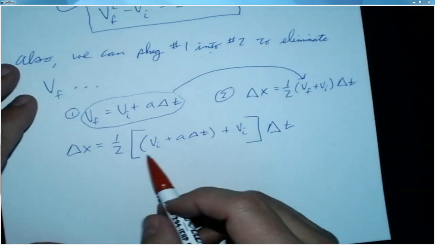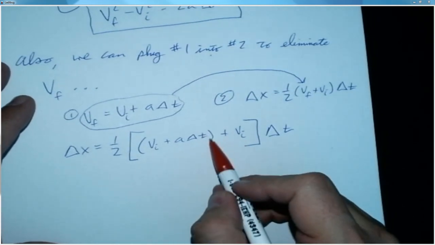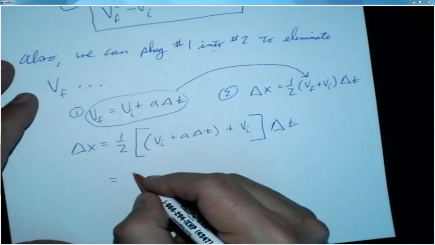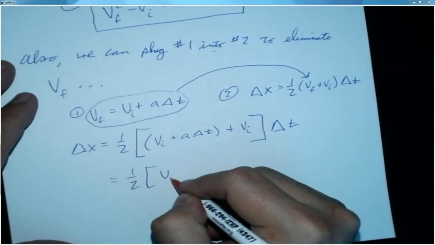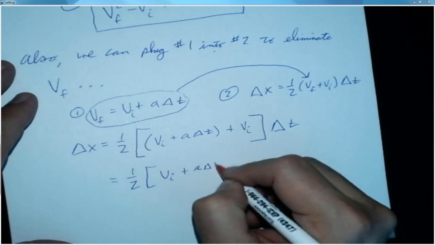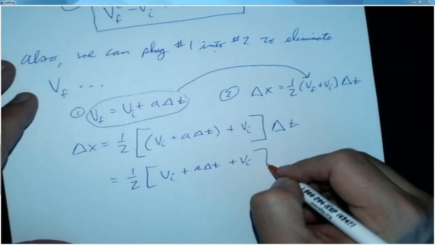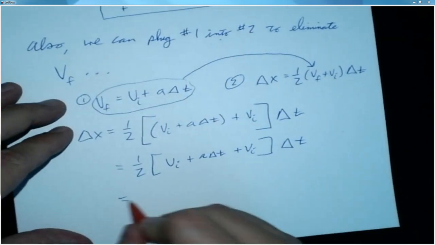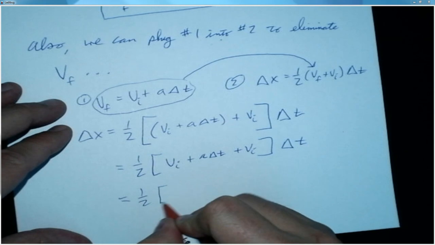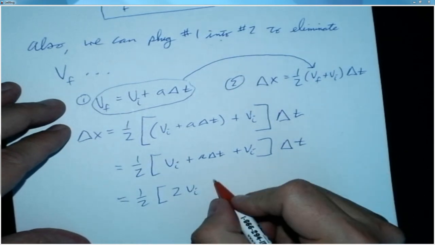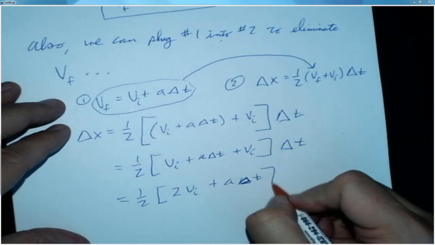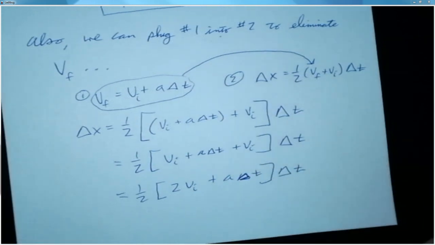Now we can get rid of some extraneous stuff that we don't need. Like, you see these artificial parentheses in here? We don't need that because it's just addition. So this is going to be equal to 1/2 times VI plus A delta t plus VI. Okay, I have two VI's in there. 2 VI plus A delta t. Oh, I'm starting to see this coming together. I'm very, very pleased.